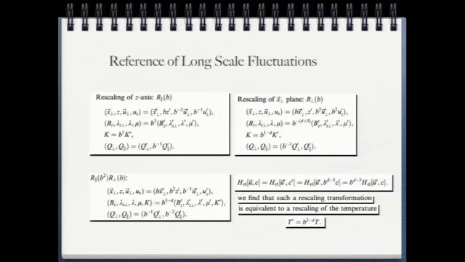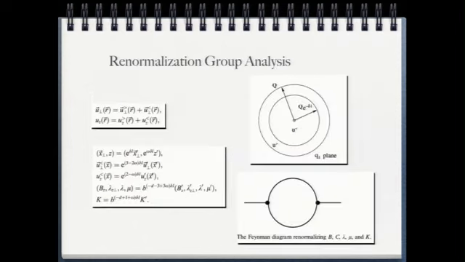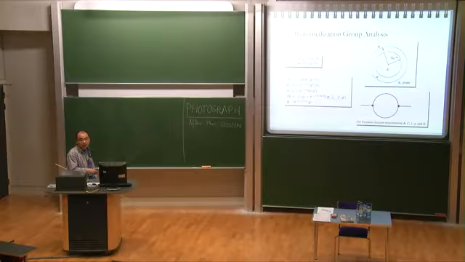Then we do some rescaling transformation on the theory, and we found that if we rescale all the variables properly, it's equivalent to a rescaling of temperature. So below 3 dimensions, the temperature becomes larger and larger as we look at larger and longer scales. This means that below 3-dimensional space, including 3-dimensional space, long wavelength fluctuations are important. So we have to do renormalization group to take into account these fluctuations. So this is what we do.